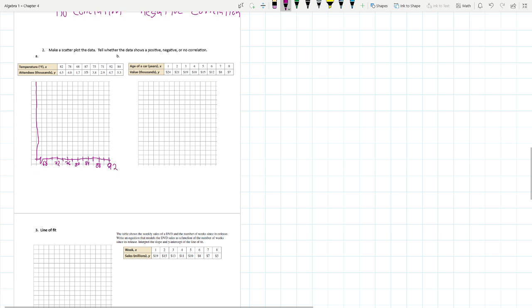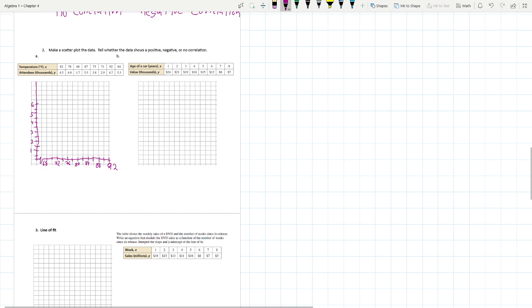Going up, I look at my numbers. I need to go from 1.7 to 5.5. So I'm going to go up by 0.5s. So here's 1, 2, 3, 4, 5, 6. So in graphing this, I'm now going to start doing individual points.